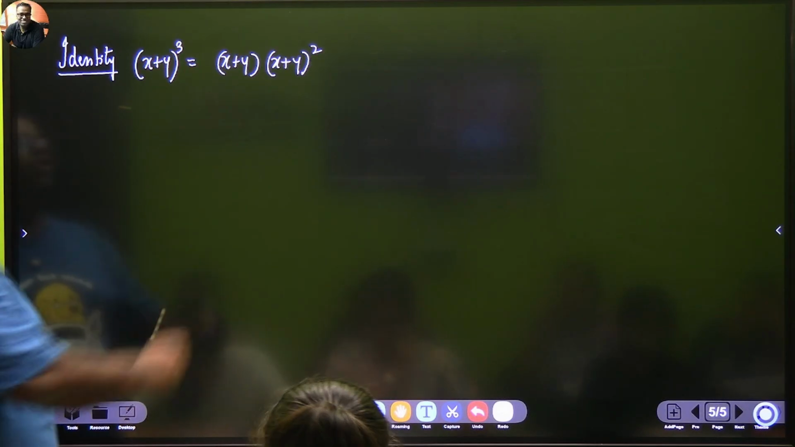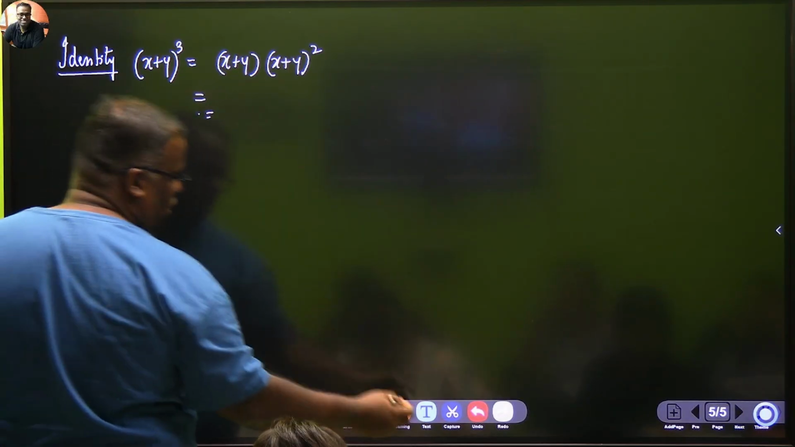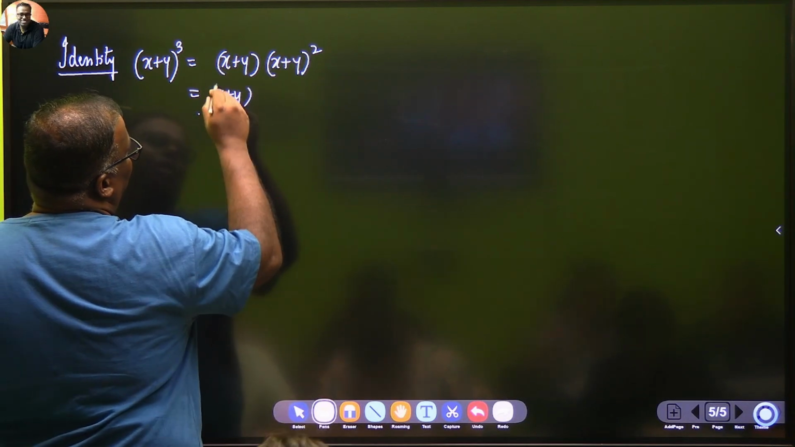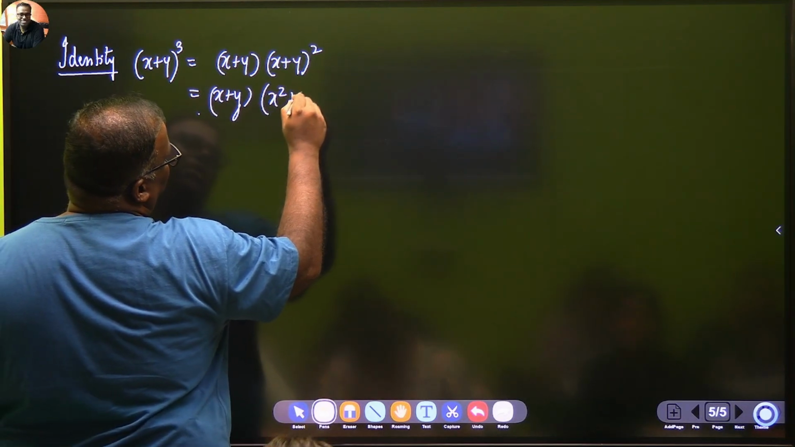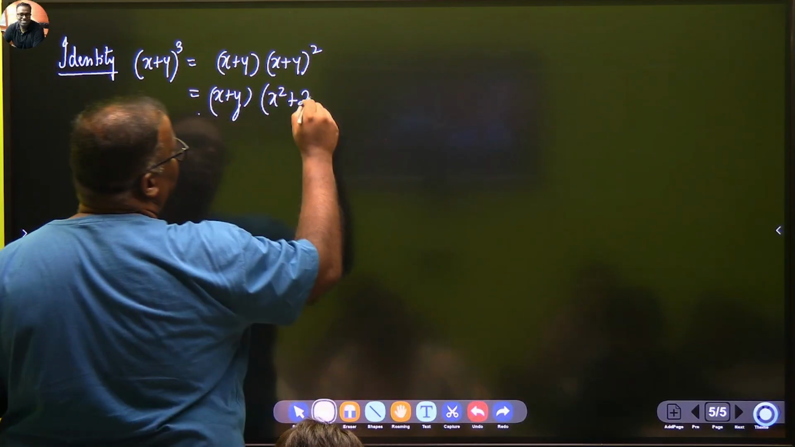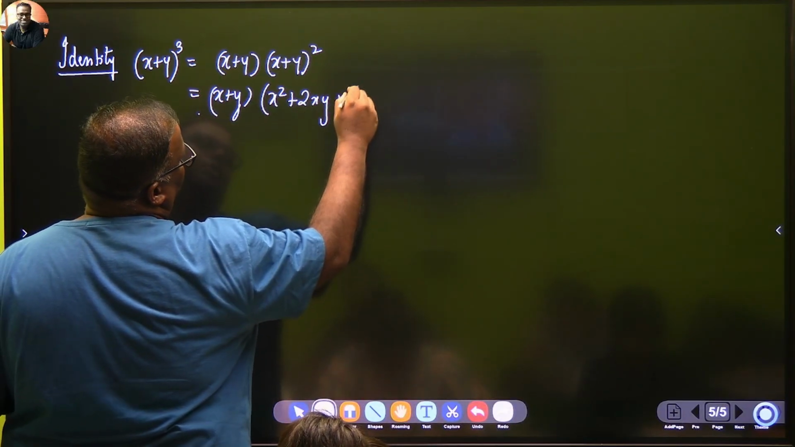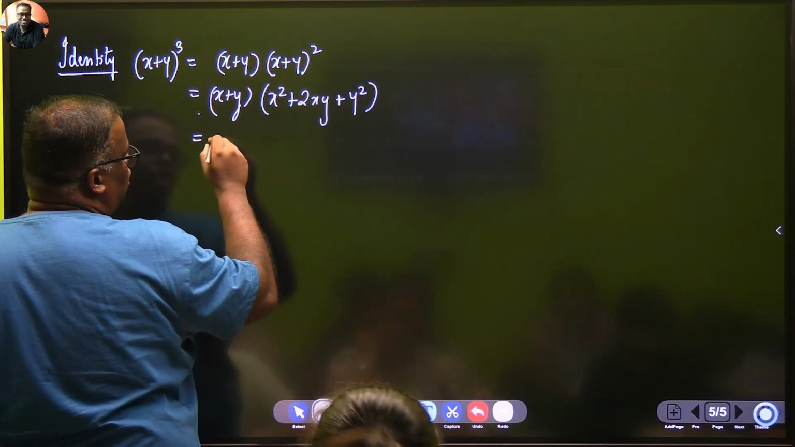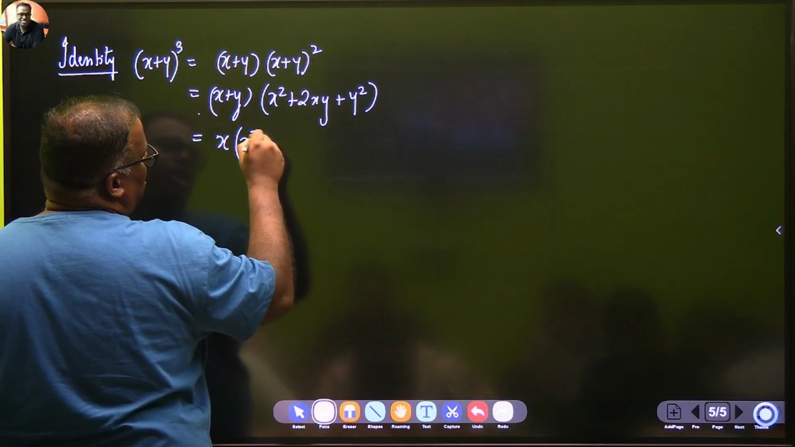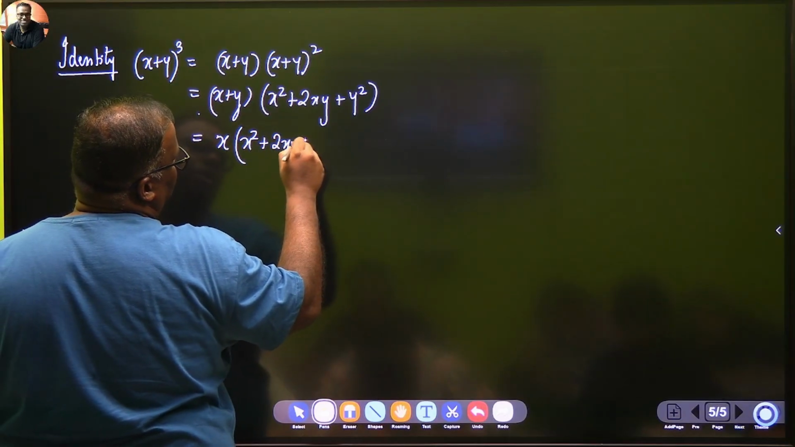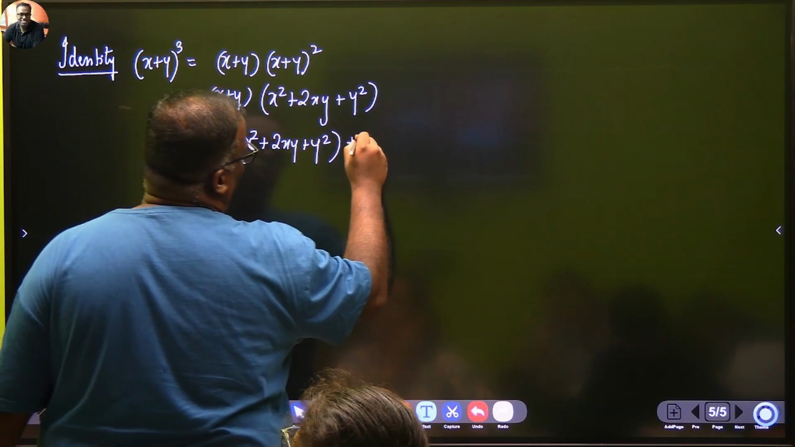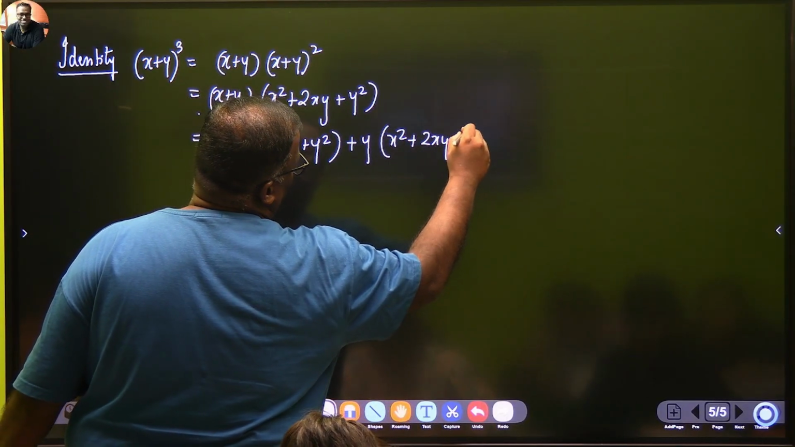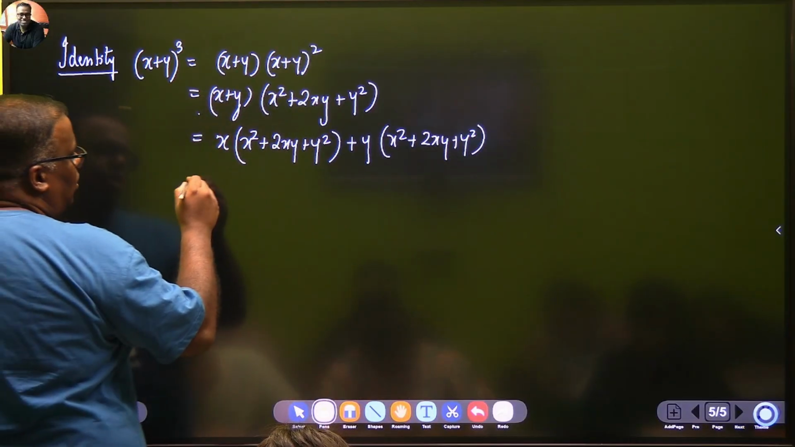Okay, let us find this. So this is how much? We use our formula first. (x+y) into (x² + 2xy + y²). Agreed? Then this is binomial multiplied by trinomial. I take x² + 2xy + y², and I take the y. I have the beautiful x², 2xy plus the y². Have you understood? Now let us expand.